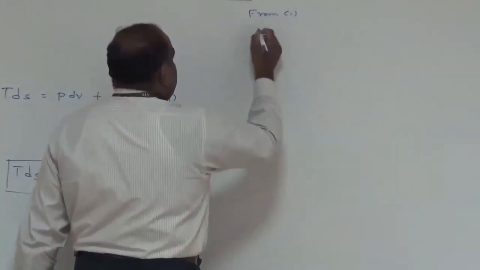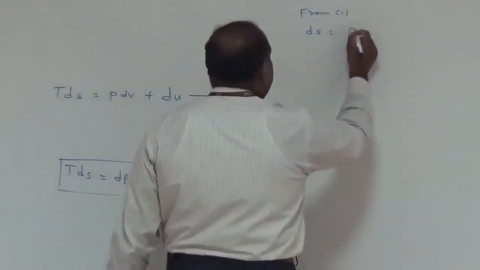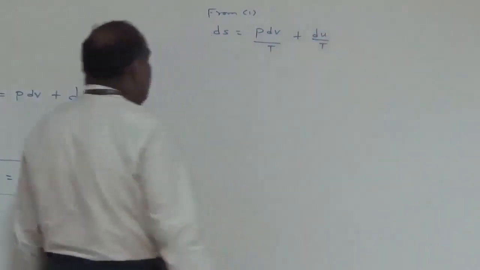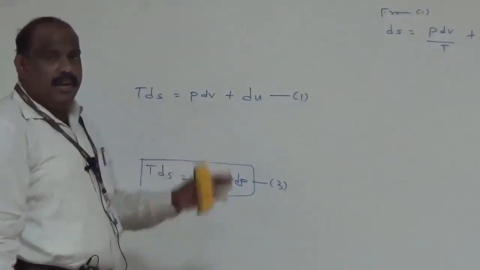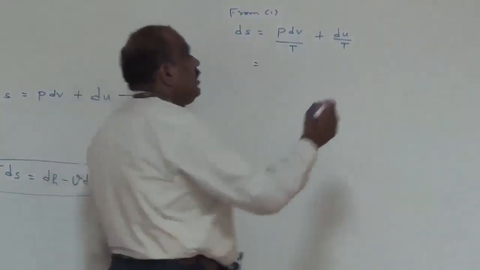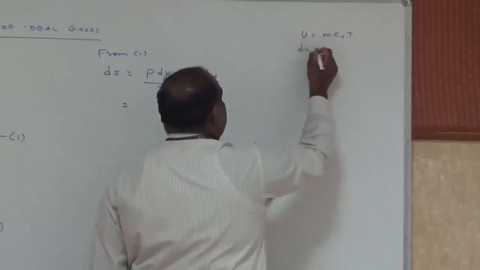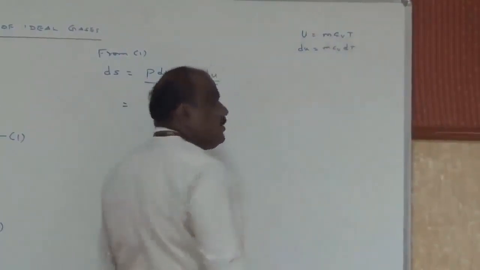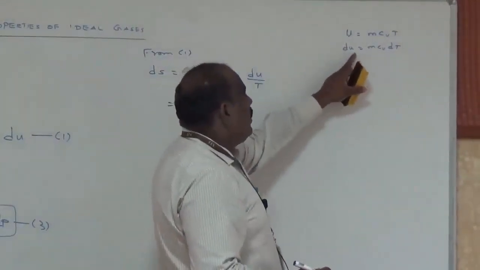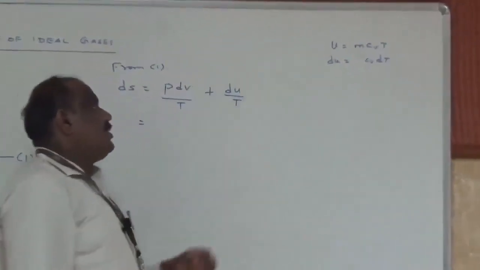From 1, what is ds? Divide by temperature. So it will be PdV by T plus du by T. So from 1 I am dividing by temperature. What is du? U is nothing but mCvT. So du will be equal to mCv dT. Here we are considering only small u, which means the mass is unity. So du equal to Cv dT.